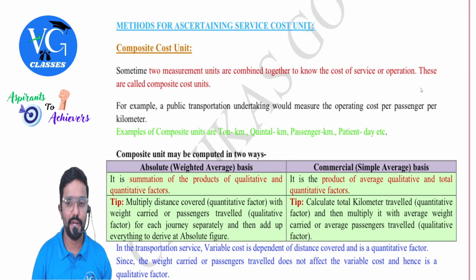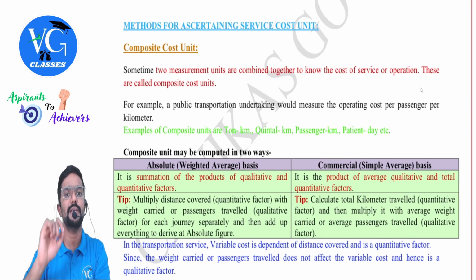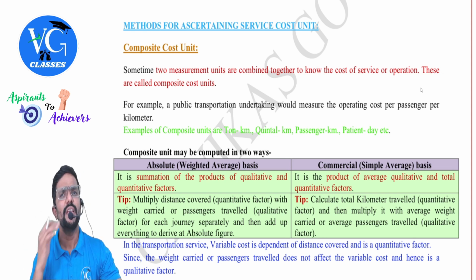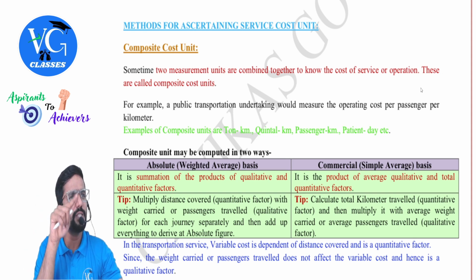Next. Now we are getting into the numerical part. Methods for ascertaining the service cost unit. First one is composite. If it is a single cost unit, you will find out cost per unit of service. Composite means what, sir?